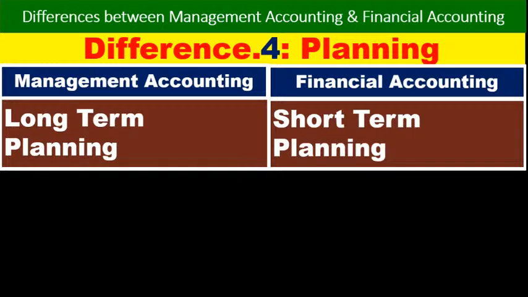But in financial accounting, there is a time limit to prepare the accounts, because at the end of every year all accounts have to be closed. Generally the financial statements, trading account, profit and loss account and balance sheet, are prepared at the end of the year. Within the year all accounts are to be closed. So financial accounting is short-term planning and management accounting is long-term planning.